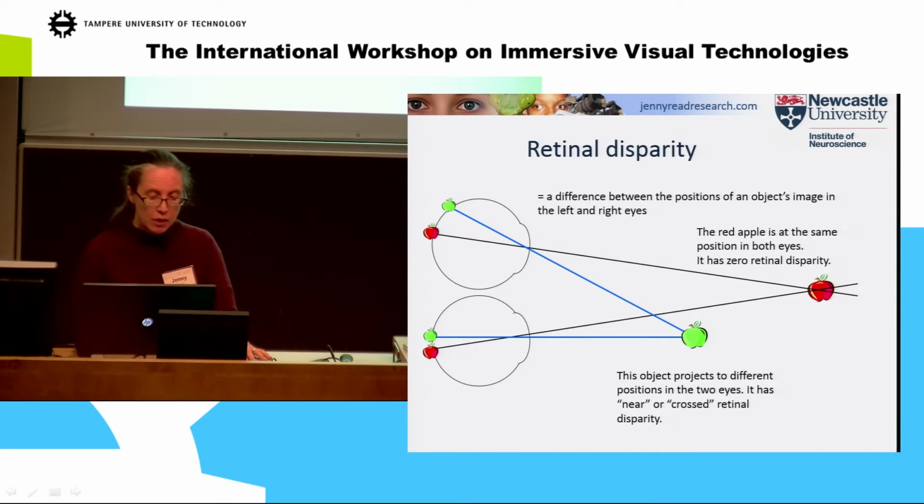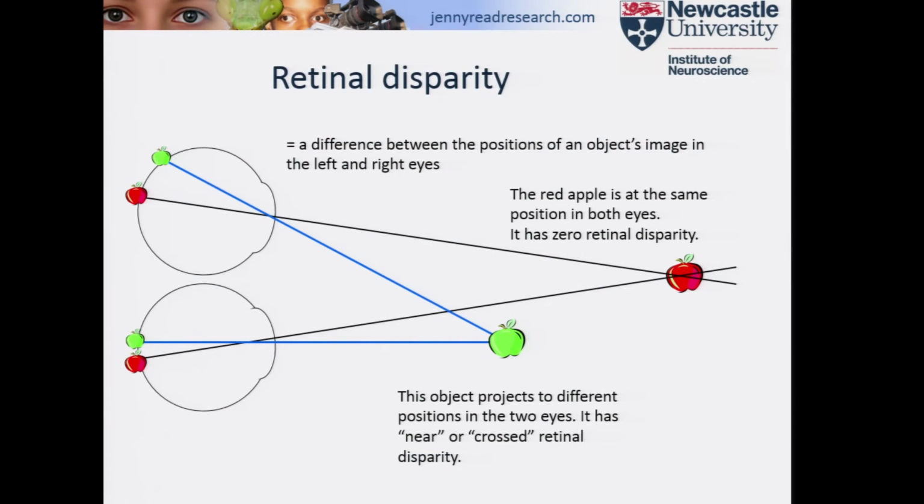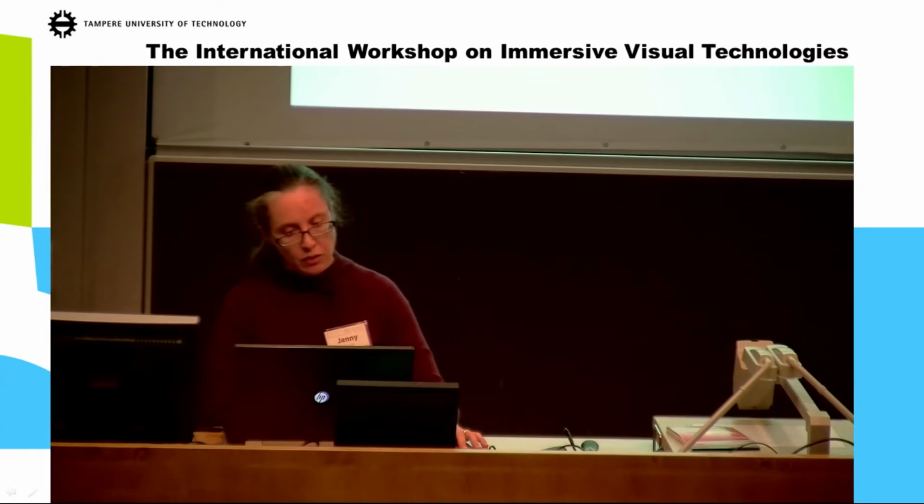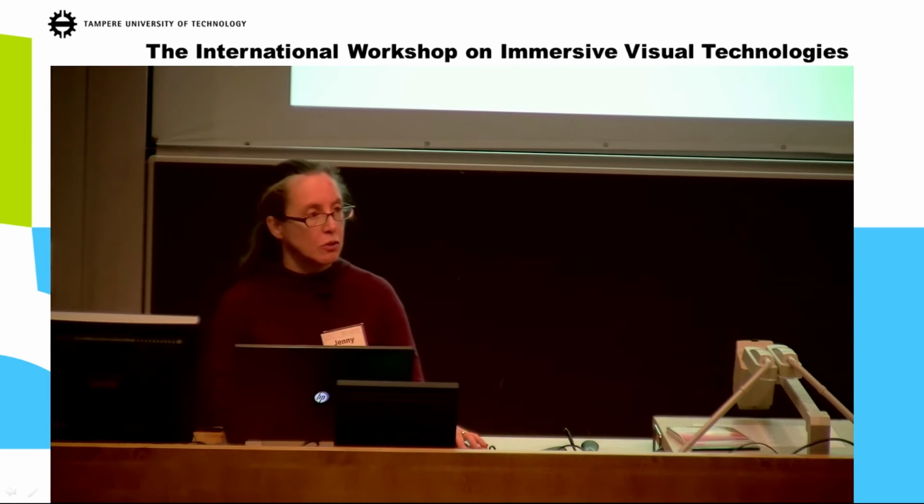The green apple is at a different depth, and it projects actually to different positions in the 2 eyes. So you can see that the angle of this, the difference from the fovea in this eye, is much smaller than in this eye. And that's what we mean by saying that this green apple has got a retinal disparity. And in this case, a crossed disparity, because lines of sight from the 2 eyes cross, intersect here in front of the fixation point.